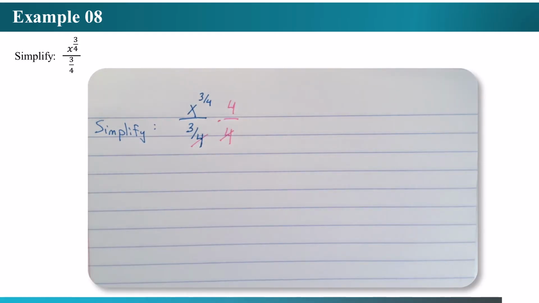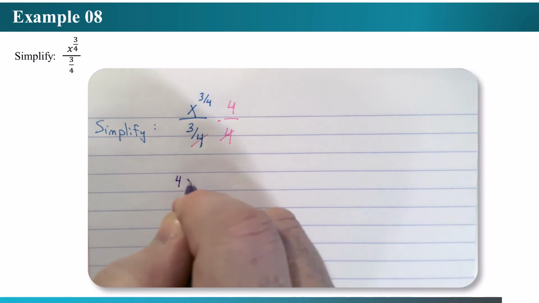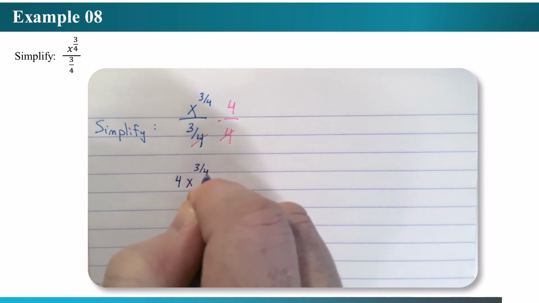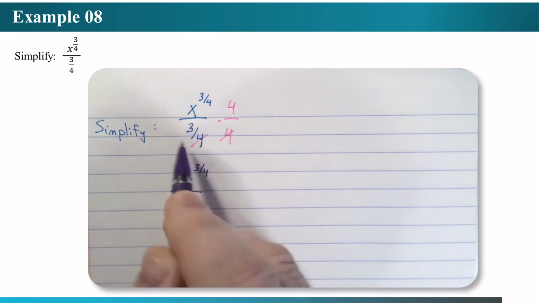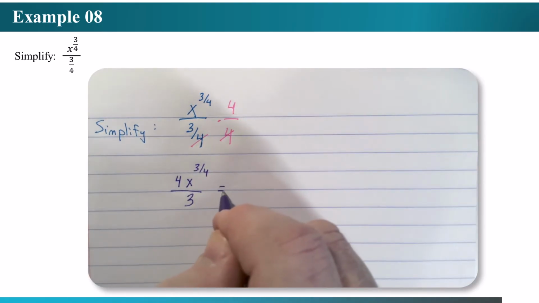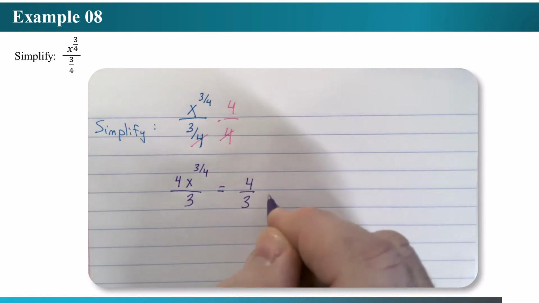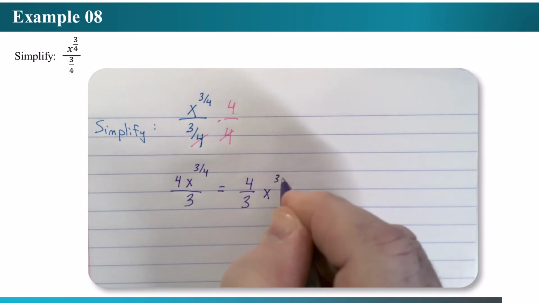And it looks like what I'd be left with is an extra 4 up here in the top, which gives me 4x to the 3/4 over, and down in the bottom I'm just left with 3. And if I want to, I could take that one tiny step further and write that as 4/3 times x to the 3/4.